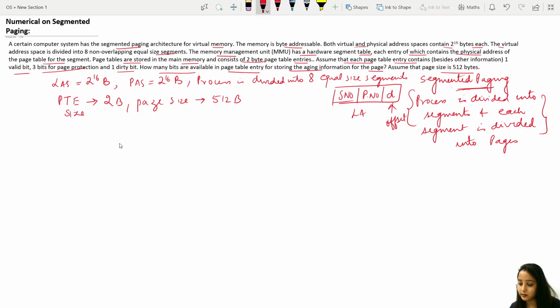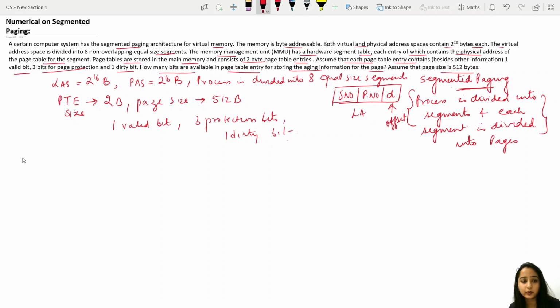And there is another information given to you. One valid bit is there, and 3 protection bits are there, and 1 dirty bit is there. So this information is given to you. So what you have to do is find out how many bits are there in the page table entry for storing the aging information.